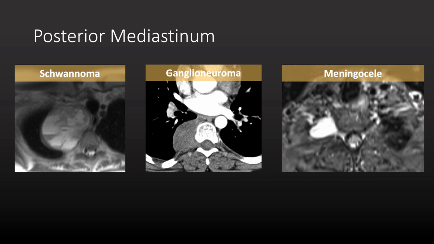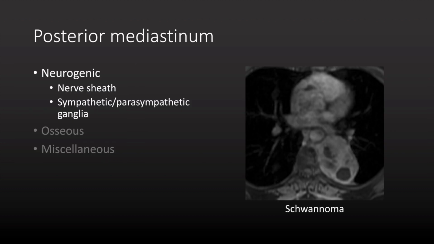Really, the best way to evaluate lesions in the posterior mediastinum, particularly if you think they're neurogenic, is to get an MRI, because often neurogenic tumors are very hypodense on CT, but you'll be able to see the enhancement, if there is any, with the MRI. So nerve sheath tumors are by far the most common, in particular schwannomas, by far the most common neoplasm that we see in the posterior mediastinum. They often arise from the neural foramina, although they can also arise from the sympathetic or parasympathetic ganglia.